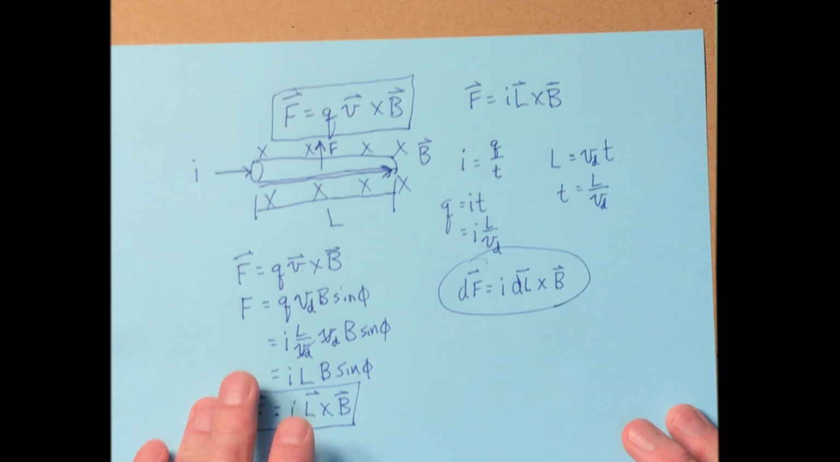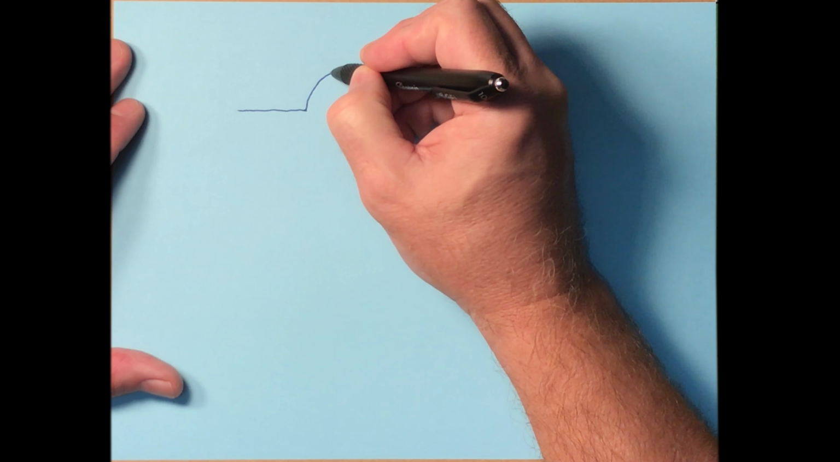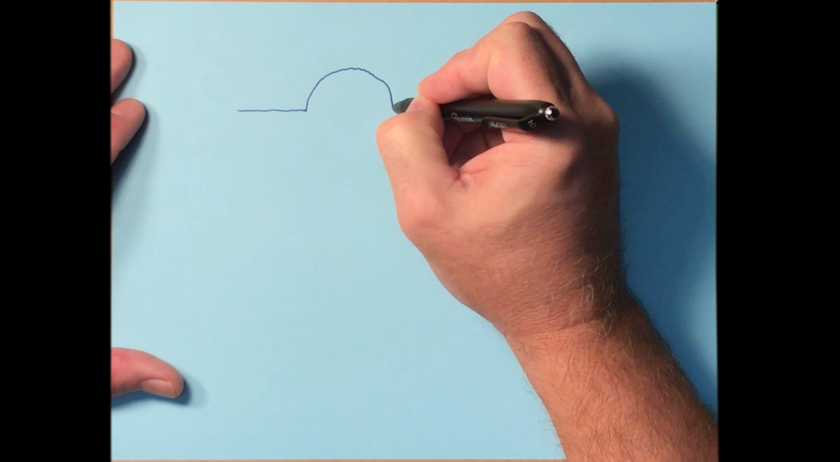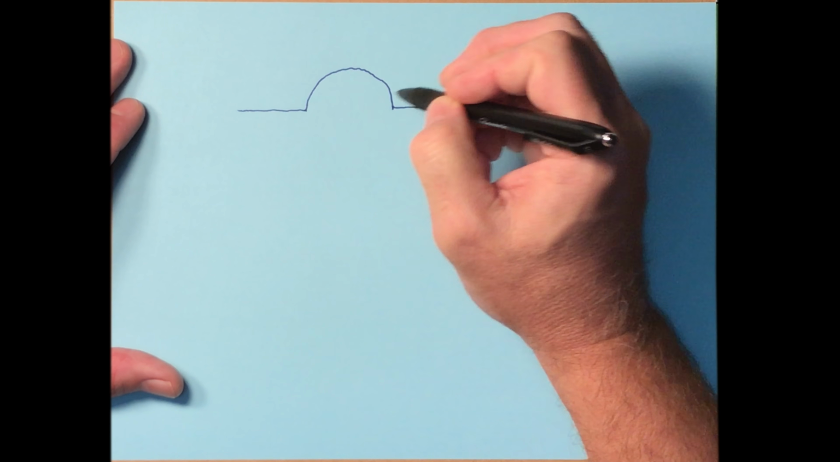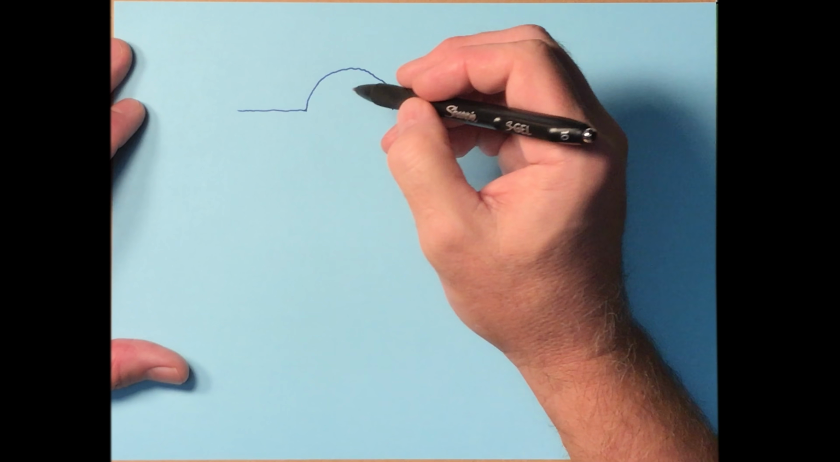Let's do that now. Let's say that we have a wire that is shaped like this. That's a circular portion there. And it's got these two flat portions on either side, and then there's this circular portion here.